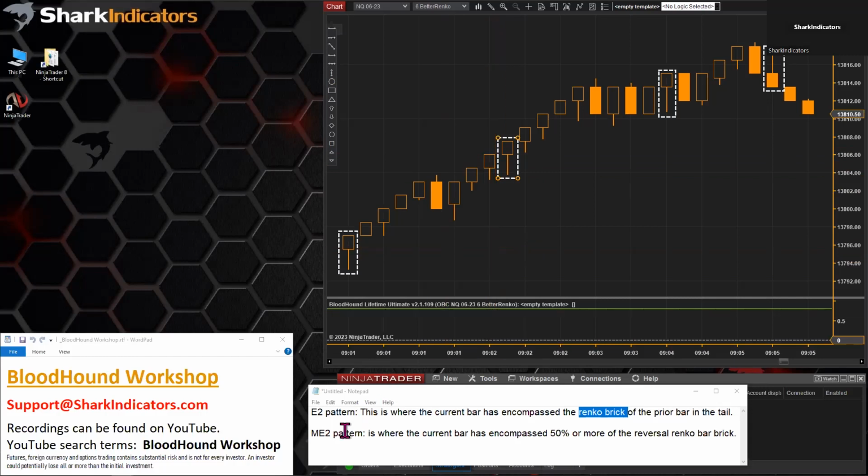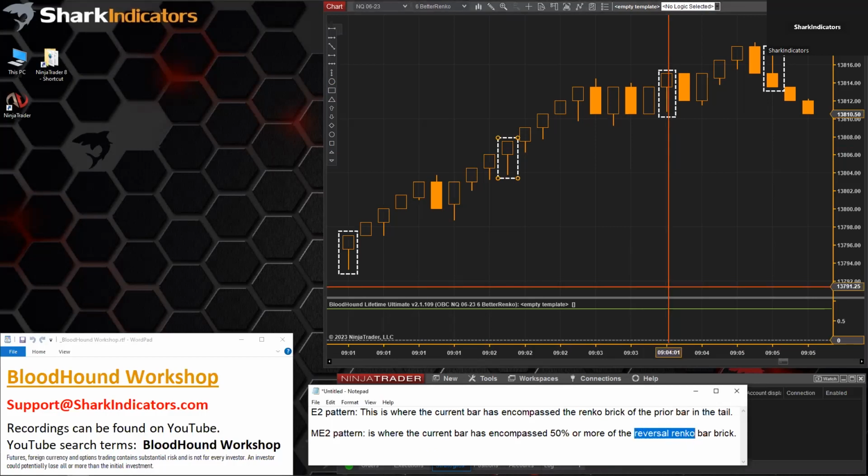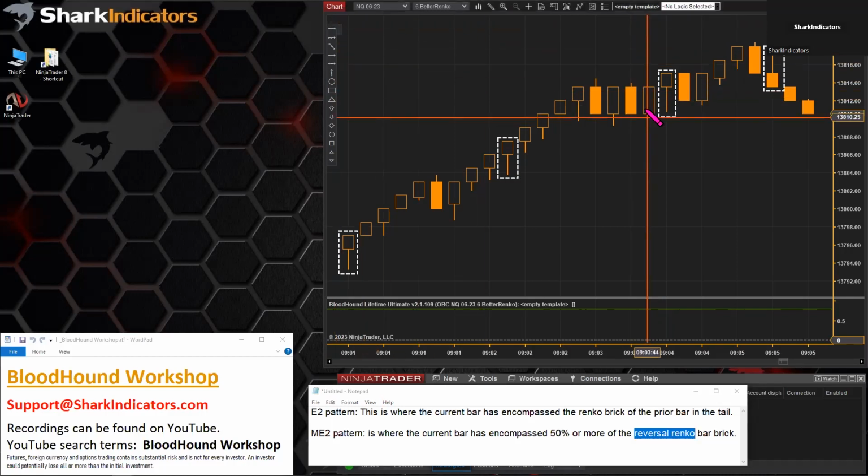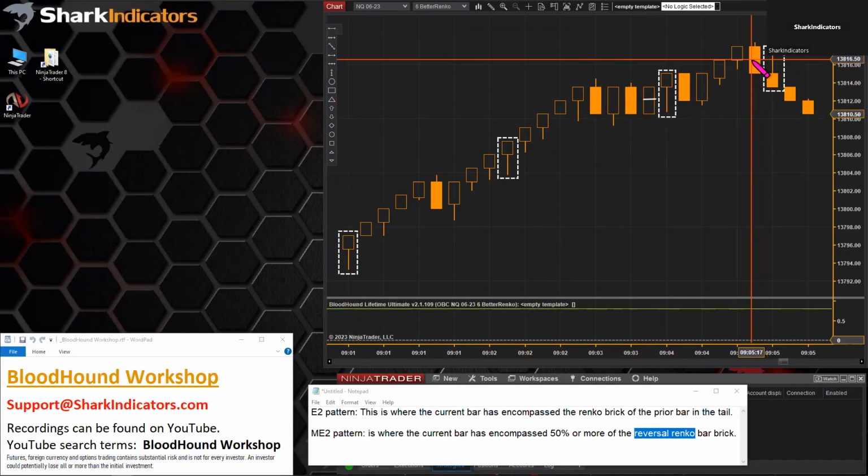So that's the E2. And then the ME2 involves a reversal bar, right? So this is where the continuation bar after a reversal bar, on the following continuation bar, the wick encompasses 50% of the reversal bar's body, right? So you have to take the body and do 50%, right? So you have to surpass that 50% price value there of the body, right?